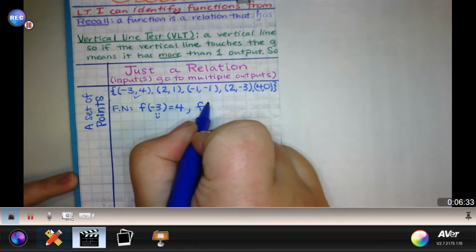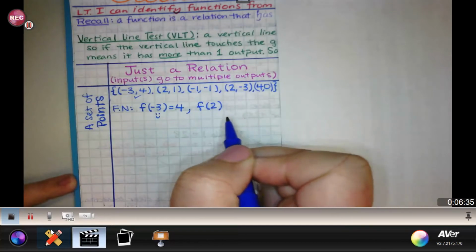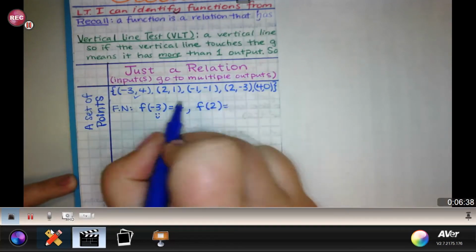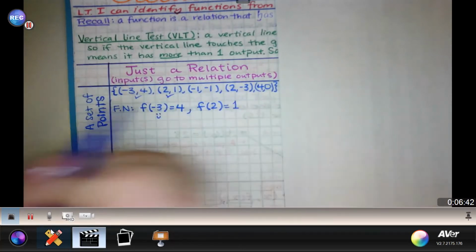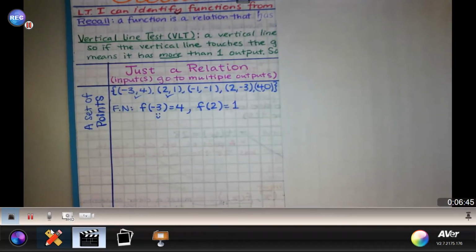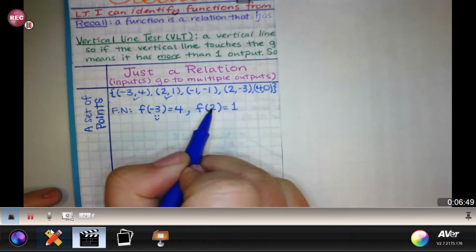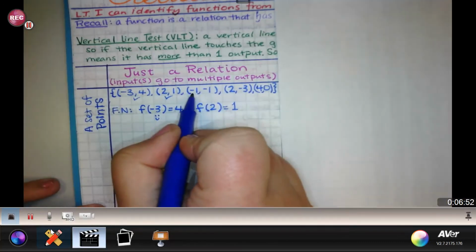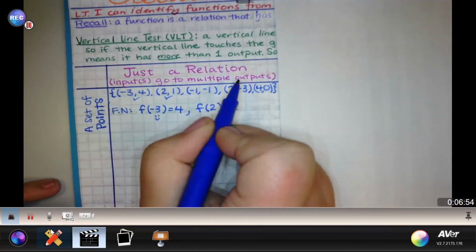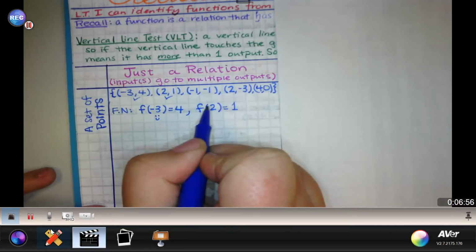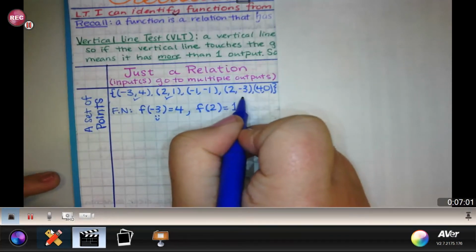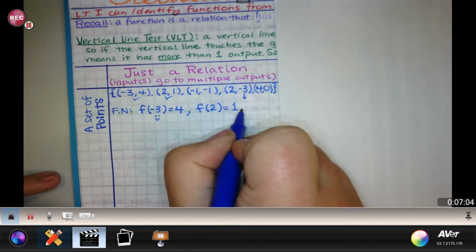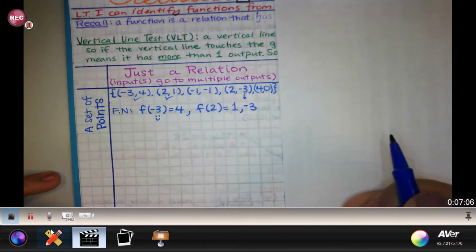So f of 2, because you put the input in, equals, and then for that point, that's a 1. But now I'm going to go through and scan and see, does this input ever occur again? Because you don't want to just do it twice and not think about it. So here, this input's negative 1. No. This input is also a 2. So that means that when the input is 2, we also have an output of negative 3.